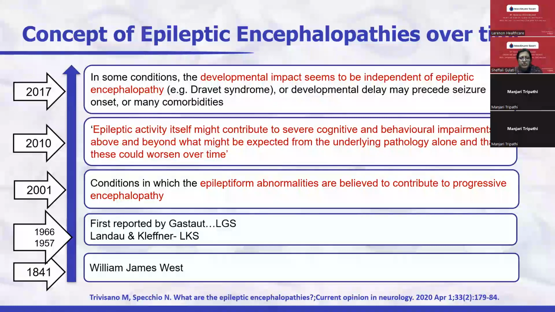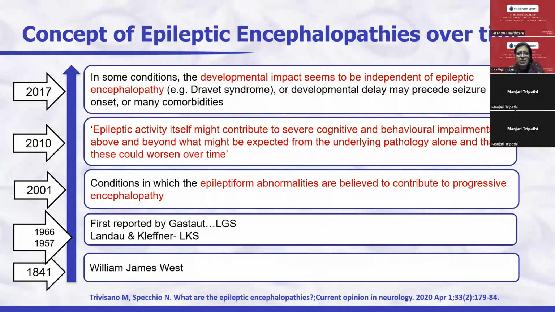So basically, William James West in 1841 described West syndrome. From that time till now, new conditions have been described. Landau-Kleffner in 1957, LGS in 1966, and in 2001 it was described that these are conditions in which epileptiform abnormalities are believed to contribute to a progressive encephalopathy. Then in 2010, the ILAE said that epileptic activity itself might contribute to severe cognitive and behavioral impairment, more than what the underlying pathology would give, and it can worsen with time.